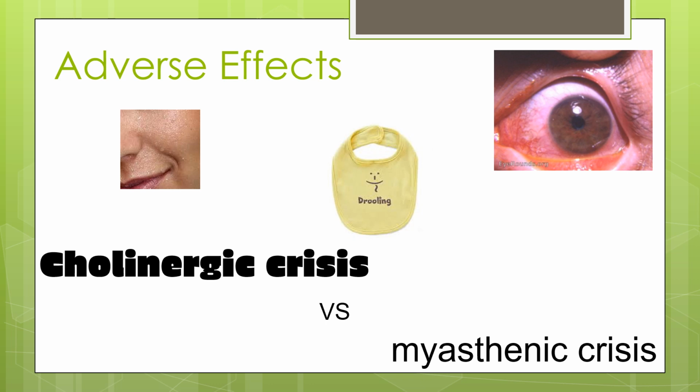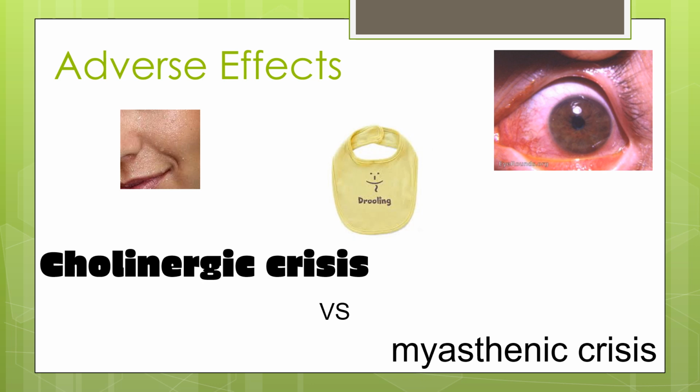Now, the bad thing about a cholinergic crisis and a myasthenic crisis is they look very similar. They're going to have increased salivation. They're going to have difficulty breathing, which is the biggest trigger. So you don't necessarily know whether a patient is having a cholinergic crisis or a myasthenic crisis.